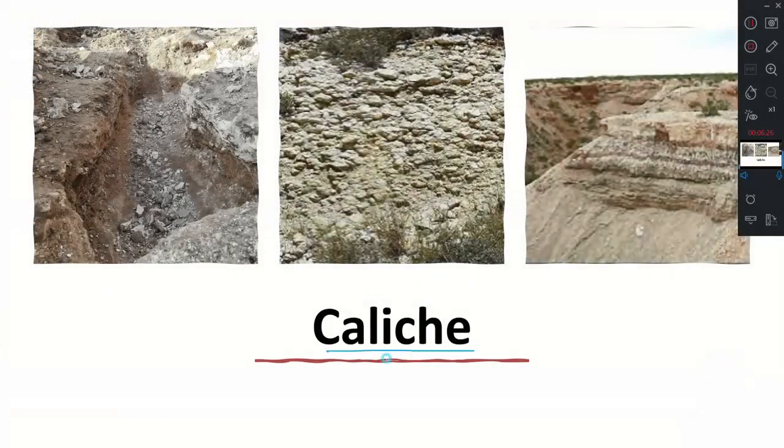Next one is caliche. Caliche means cal is there. Cal means it is calcium, you can call. Calcium means it is lime, you can call. Then lime rich soils are considered as caliche.